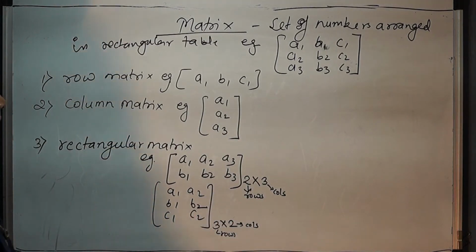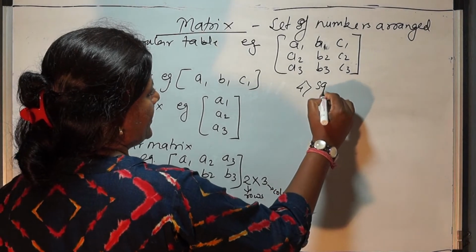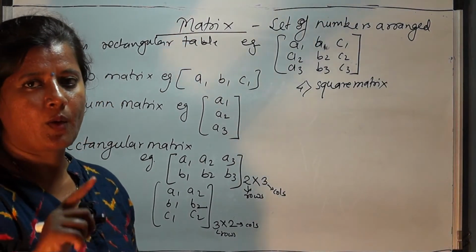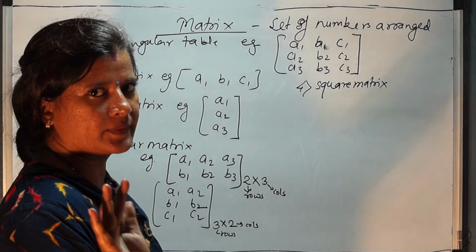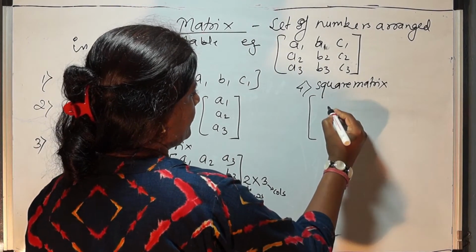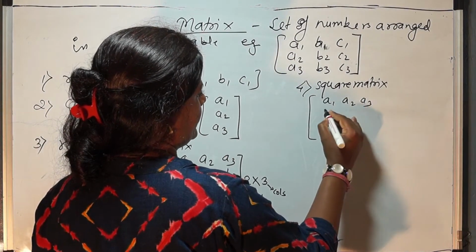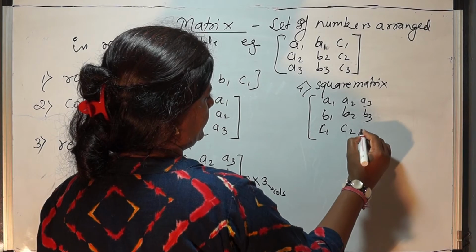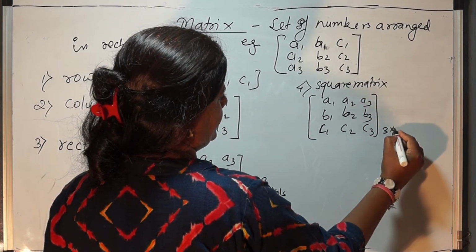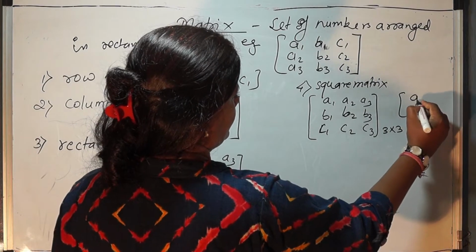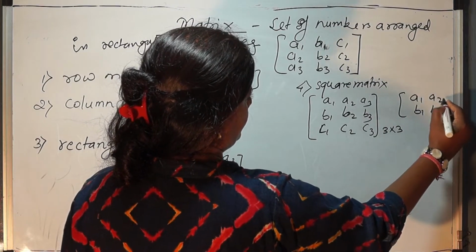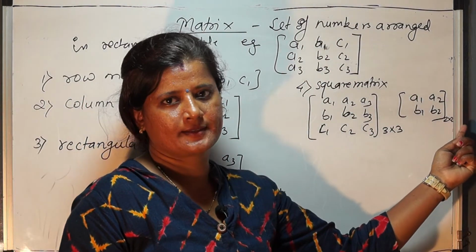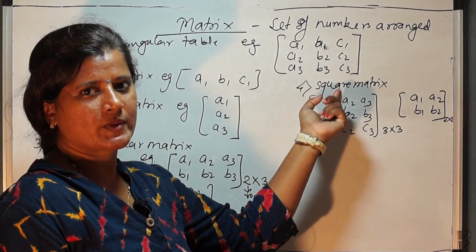Then fourth is square matrix. What is the property of a square? All the sides are equal. Here also the same thing, the number of rows and number of columns are equal. Three by 3 matrix, and 2 by 2 matrix, number of rows and number of columns are same. That is why it is called a square matrix.